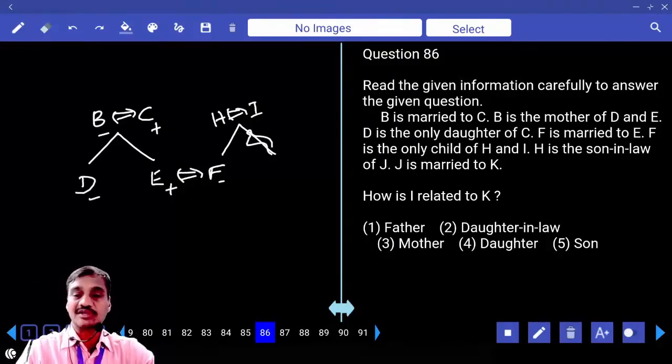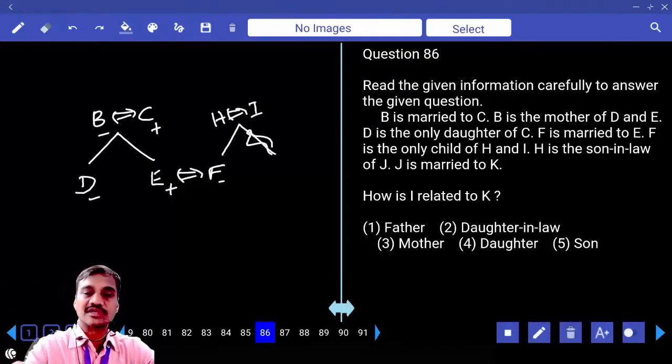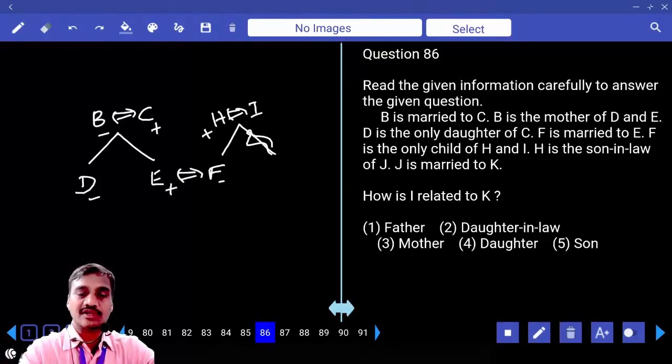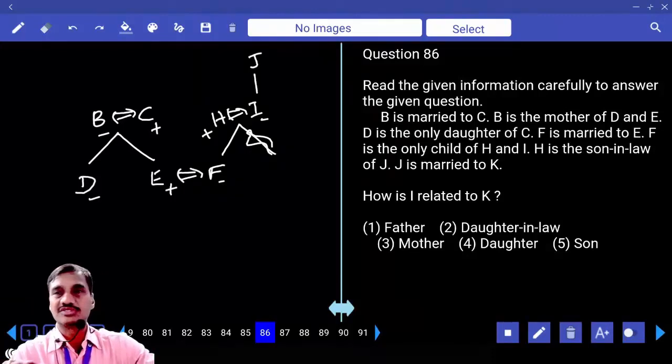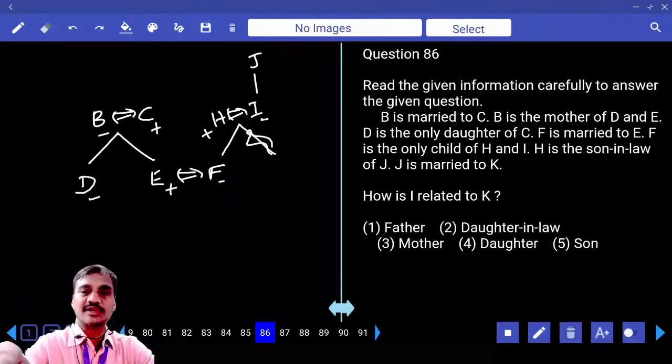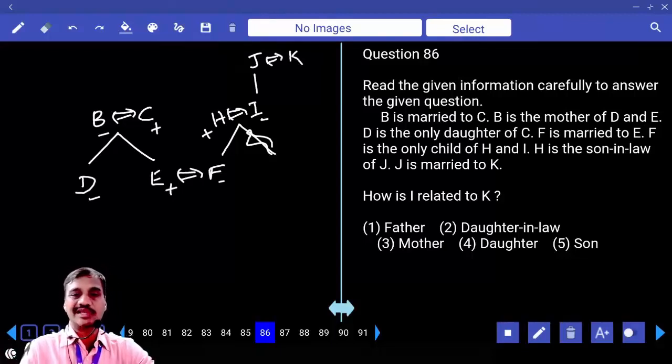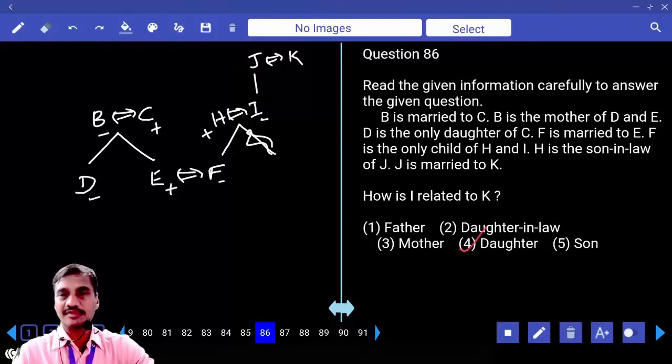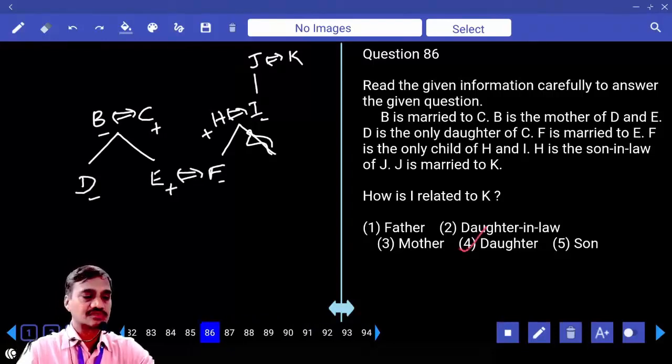Next one, H is the son-in-law of J. H is a male. Son-in-law of J means I's parent is J. J's daughter's husband is H. And J is married to K. J and K are a married couple. Then in this one, how is I related to K? K's daughter is I, that is choice 4, 86.